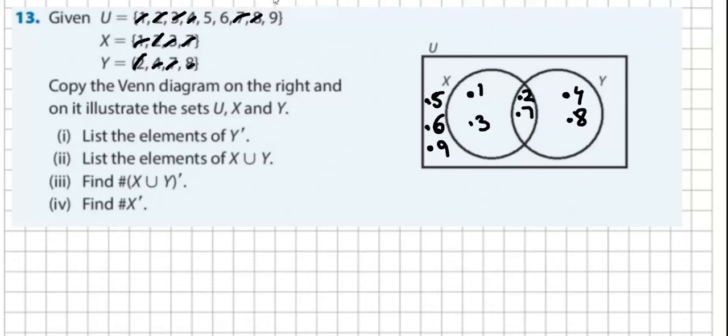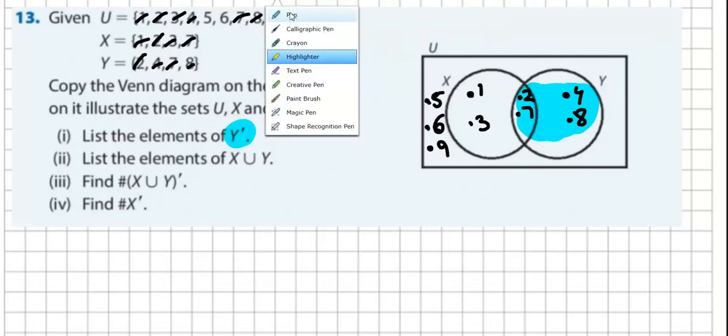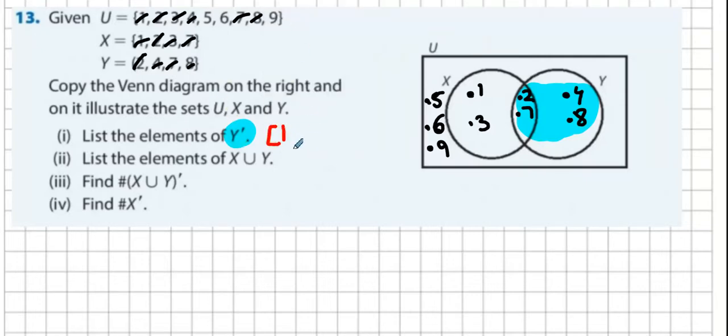Now, lads, everybody, list the elements of Y dash. Here's the elements of Y. Are you looking? But Y dash means everything that's not Y. So what are the numbers that are not in Y? 1, 3, 5, 6, and 9. Yeah, sorry, you forgot the dash, did you?